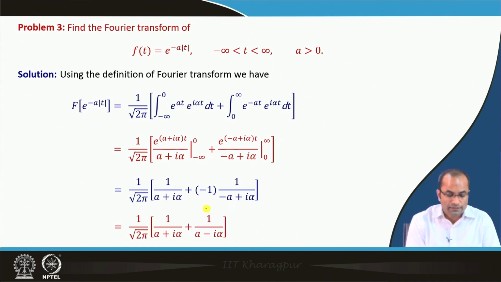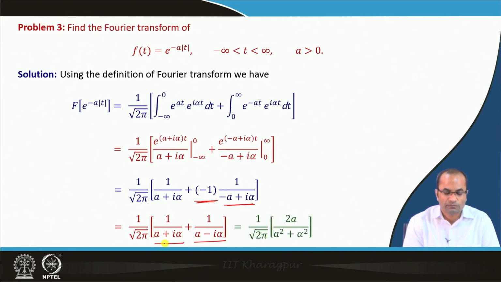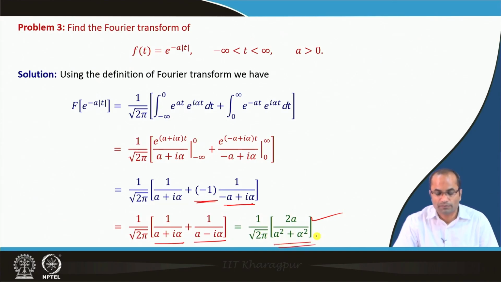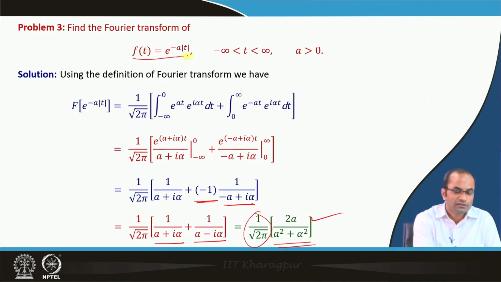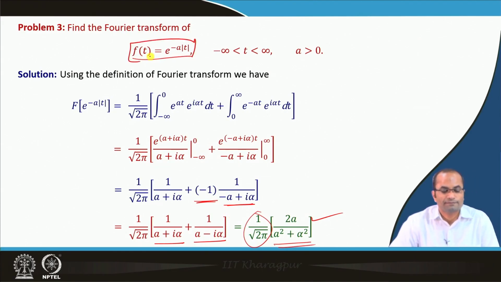So, finally, when we incorporate this, we have 1 over (a + i alpha) and 1 over (a - i alpha), which can be written as 2a over (a² + alpha²), and there will be a factor 1 over square root 2 pi. So, that is the Fourier transform of the exponential function e^(-a|t|).